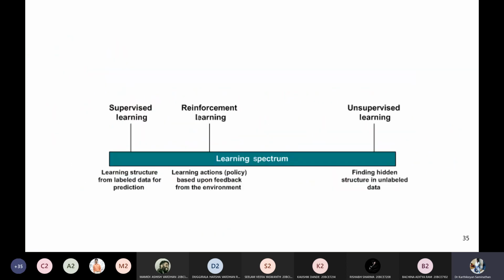So as a summary, in supervised learning we are learning structure from labeled data, then unsupervised learning is learning from unlabeled data. Reinforcement learning is learning based upon the feedback from the environment. That is what the learning spectrum is all about.